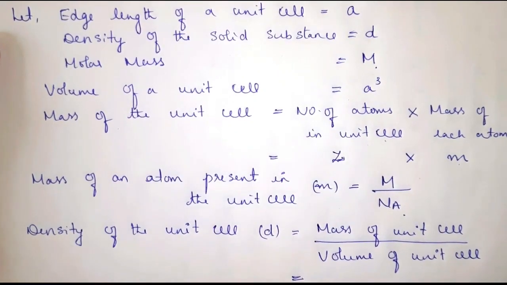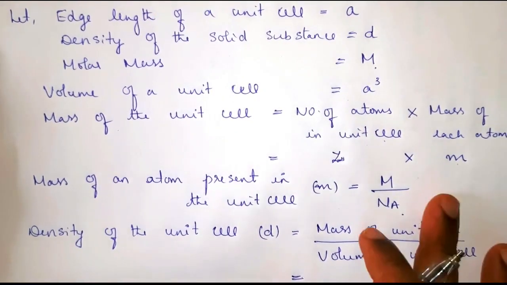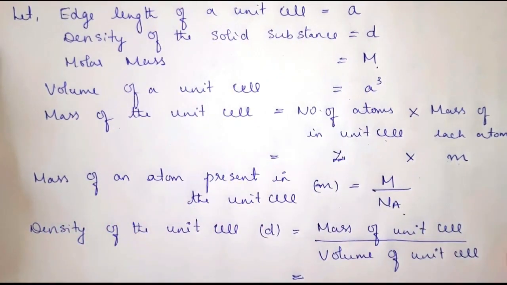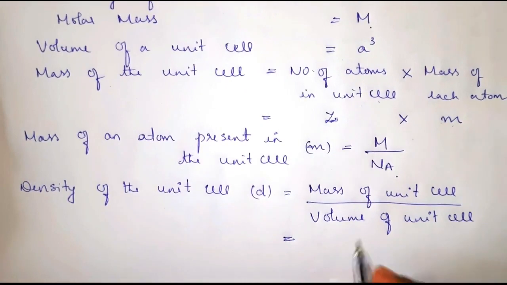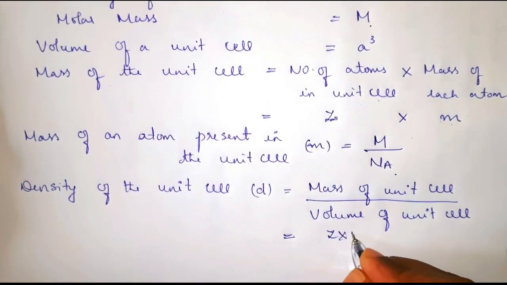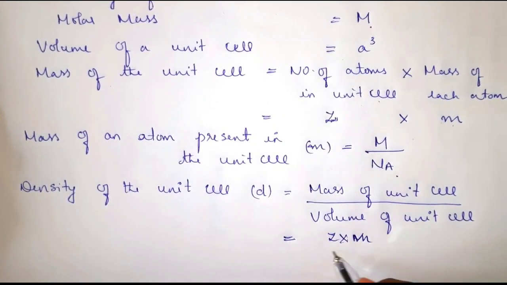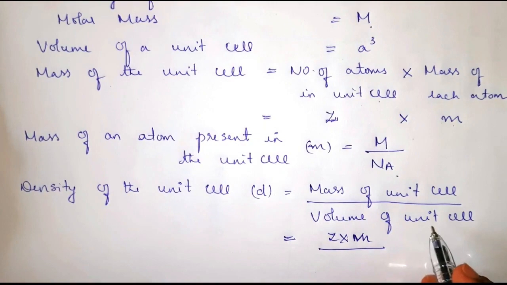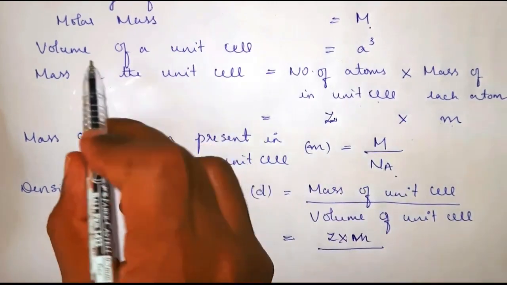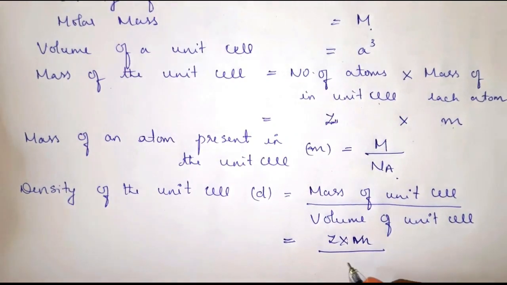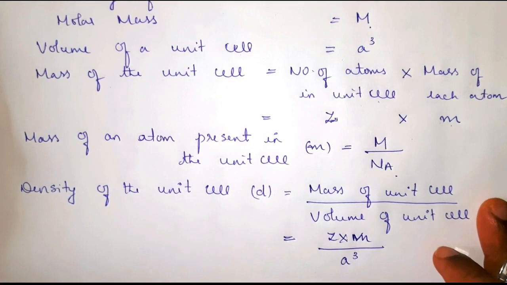Now what is the mass of the unit cell? Here we have already derived that the mass of the unit cell is Z into m. Write it here, the mass of the unit cell as Z into small m. It is small m because it is the mass of each atom. So Z into m divided by the volume of the unit cell. The volume of the unit cell is a cube. So it is Zm by a cube.